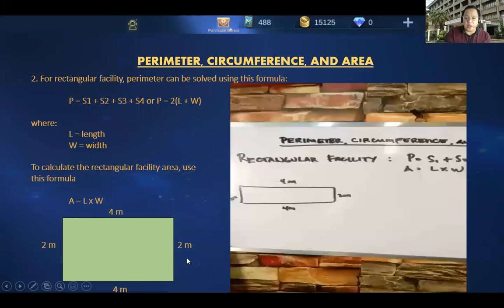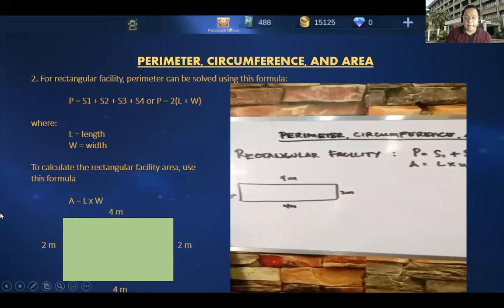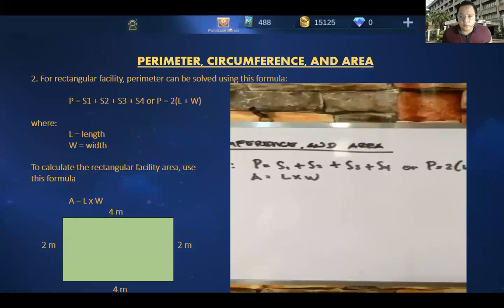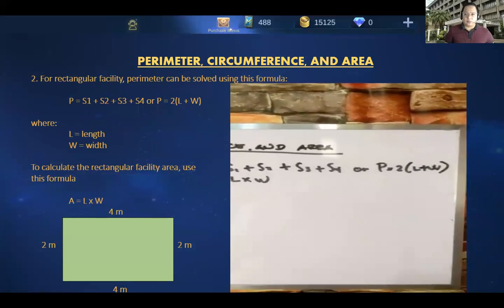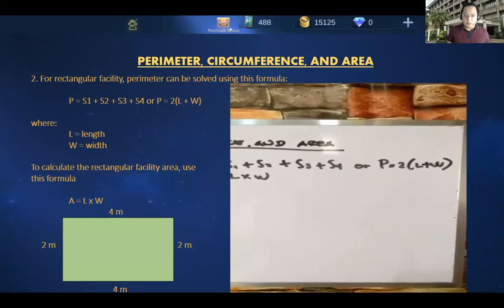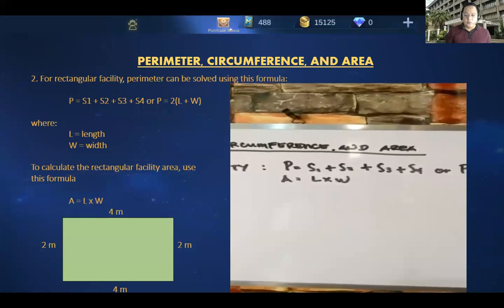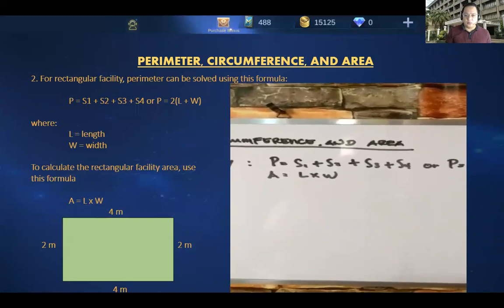So we have here a sample. Watch the video. For rectangular facilities, the formula to get the perimeter is P equal to S1 plus S2 plus S3 plus S4, or P is equal to 2 times (length plus width). While to get the area of the rectangular facility, area is equal to length times width.